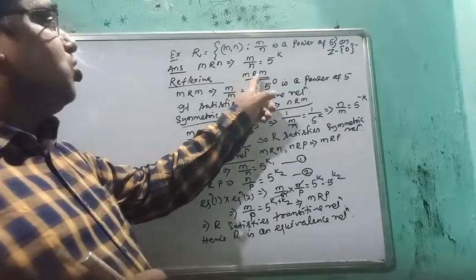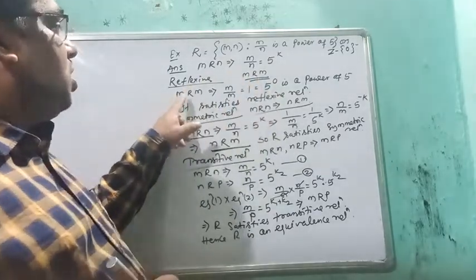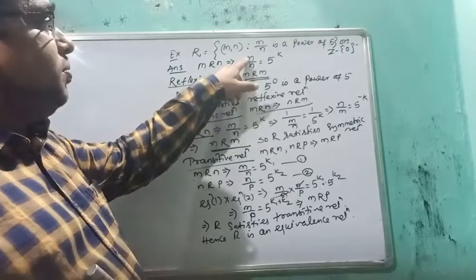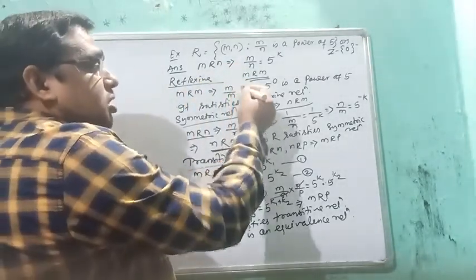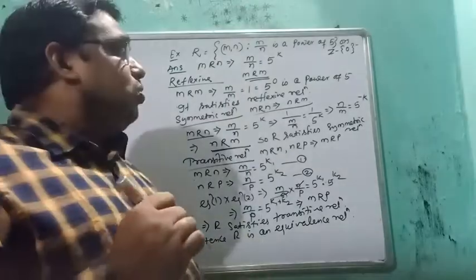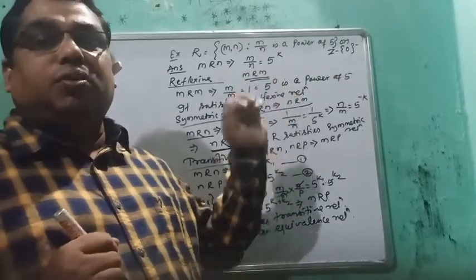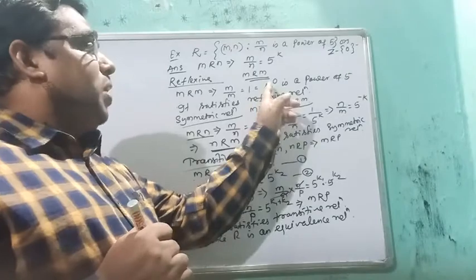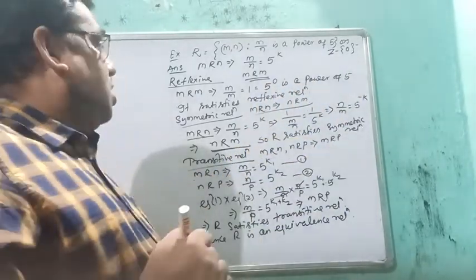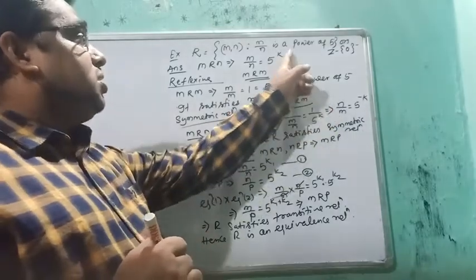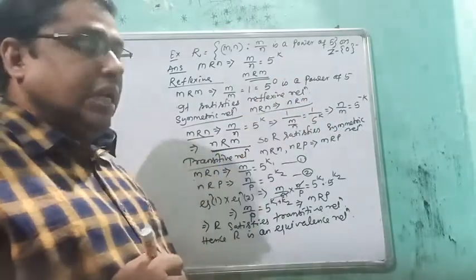M is related to m means, what is given here? m/m. What is m/m? m/m is equal to 1. And what is 1 here? 1 is equal to 5 to the power 0. So 5 to the power 0 is a power of 5. So it is a power of 5, which means it satisfies the reflexive relation.